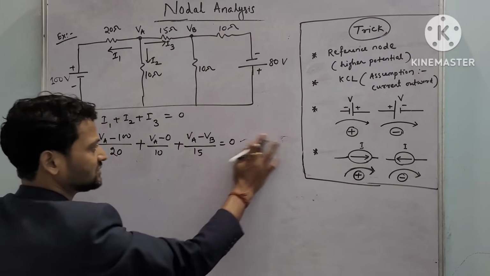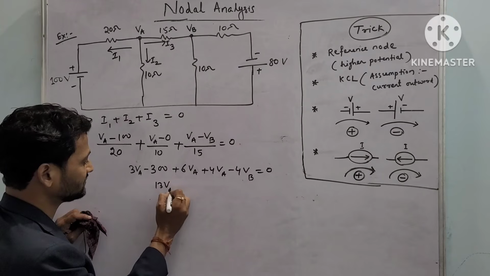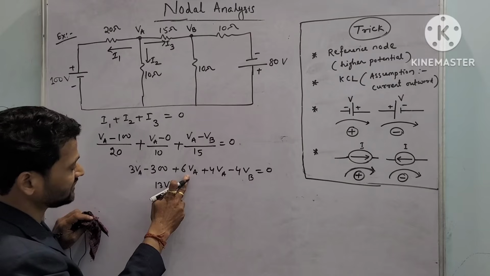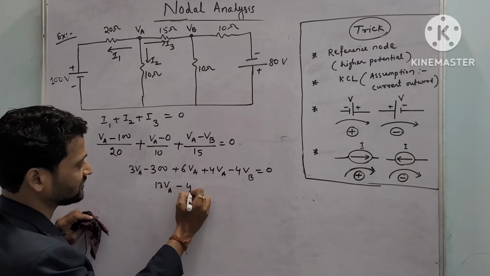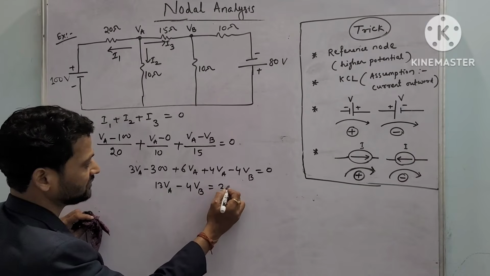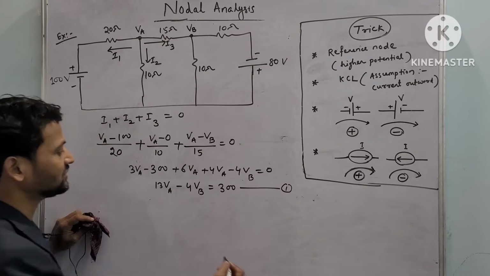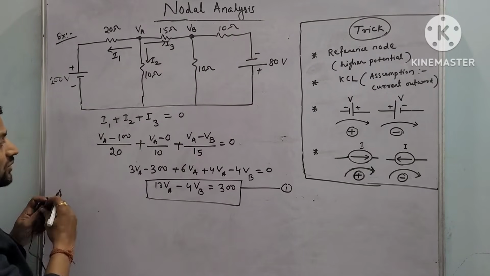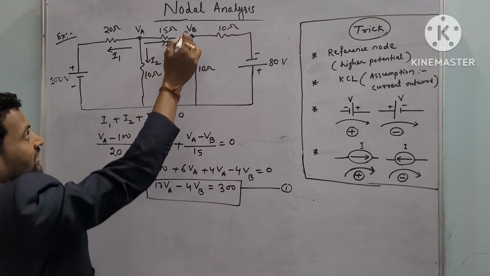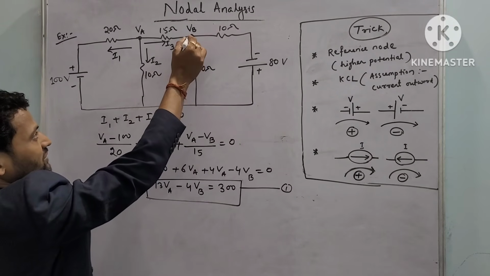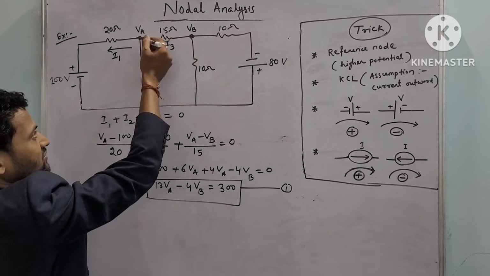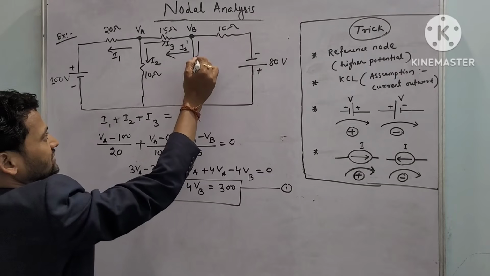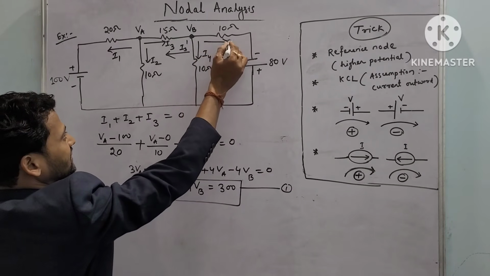So you can solve this equation. 13 VA and 3 VA, 6 VA कितना, 9 VA plus 4, 13 VA minus of 4 VB will be equal to 300. So ये हो गया equation number 1. Similarly, we can apply KCL at this node VB, at this node B. So looking from the node B, there are three branches, branch 1, branch 2, branch 3. Let this current be I3 dash, and this current be I4, and this current be I5.